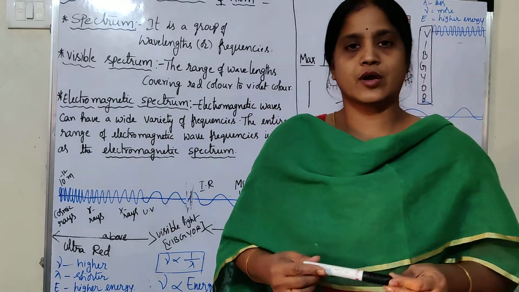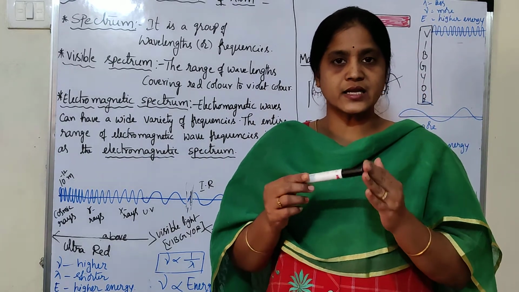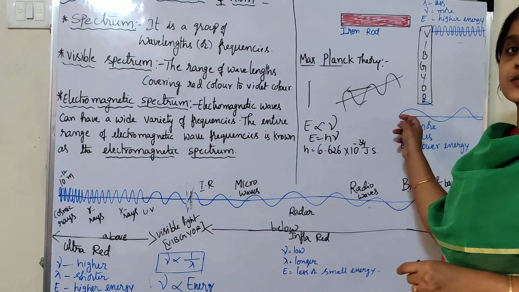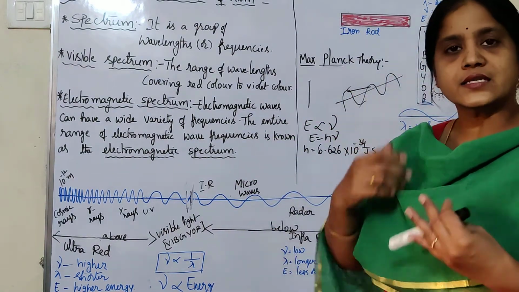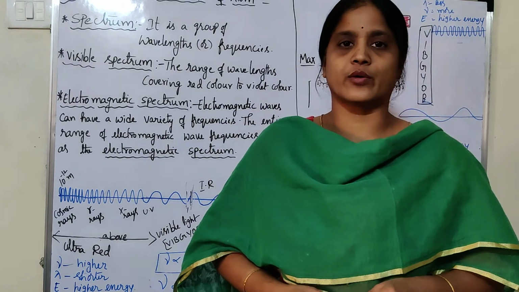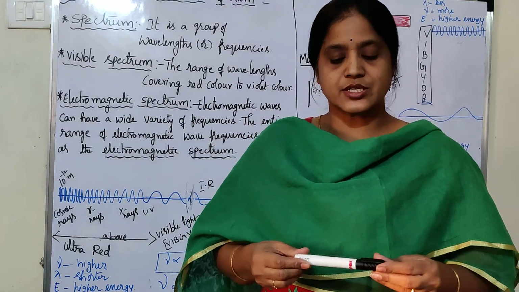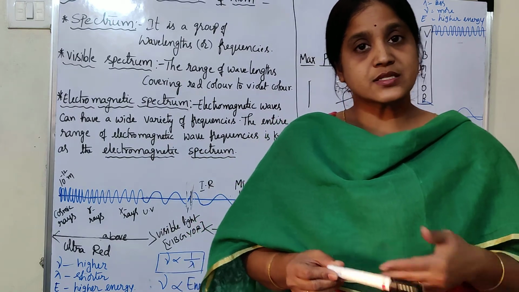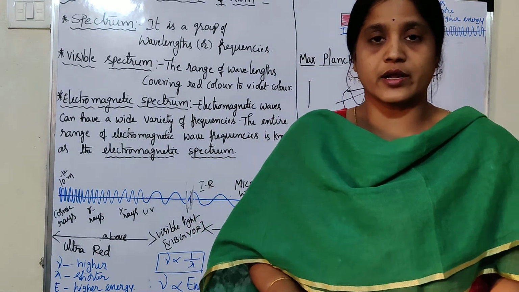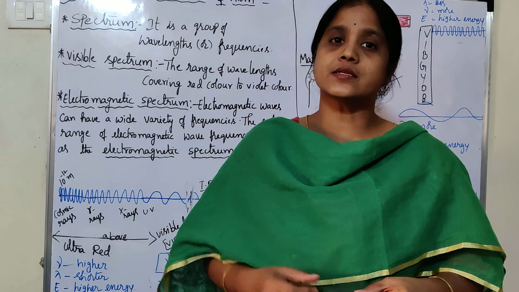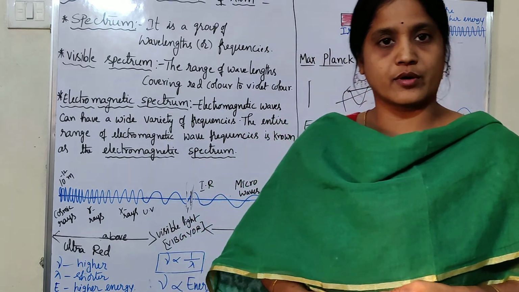Why? Because when you compare the intensity of all these colors, the intensity of the red color is more. Due to this reason, even if it emits different colors, we cannot observe them, because the intensity of the red color is more.